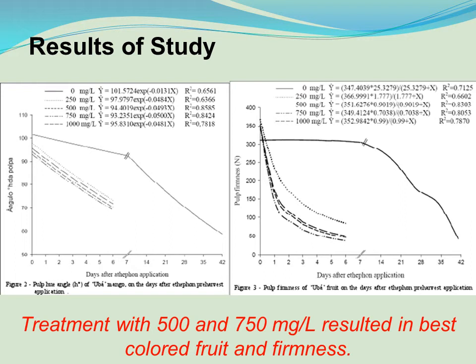Scientists ultimately concluded that treating with 500 and 750 milligrams per liter of ethephon resulted in plants that were the best colored and firmest, and therefore best for commercial success.